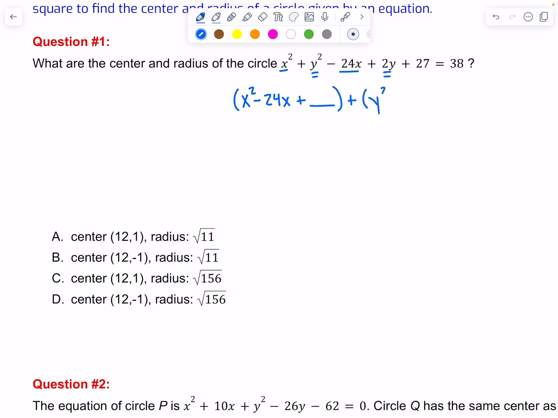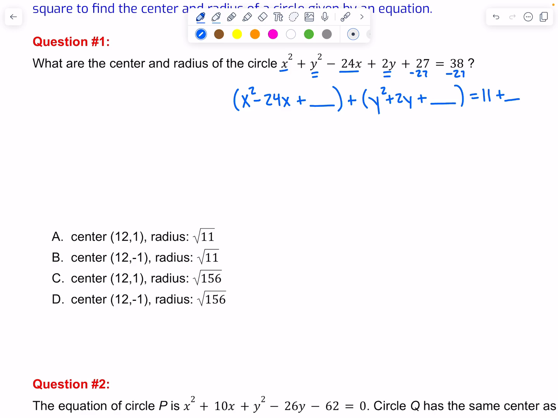So I'm going to group y squared plus 2y, and I'm going to leave room to complete the square, so I'm going to add a blank. It's always adding that blank. Then we're going to move the constant term to the opposite side. So we get 38 minus 27 would be 11.